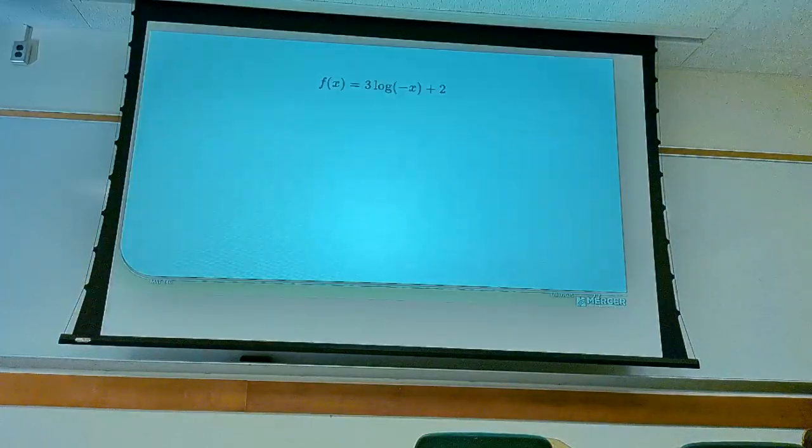Negative x is greater than 3, or greater than 0? This one's pretty easy. So it would be negative infinity to infinity. Negative x is larger than 0, so x has to be less than 0.